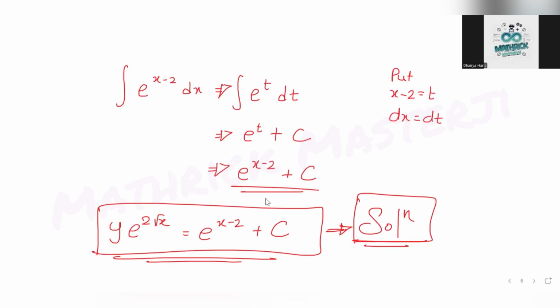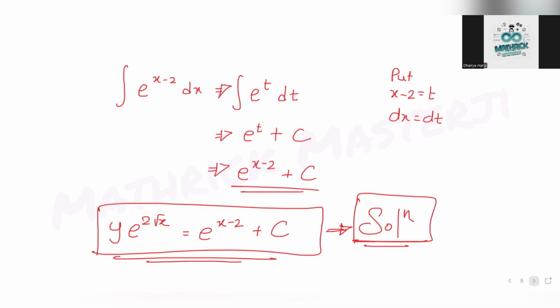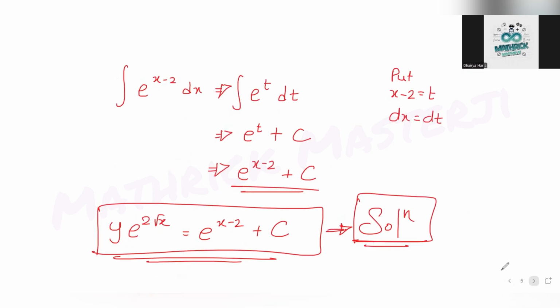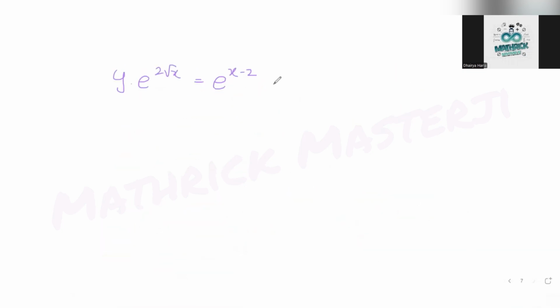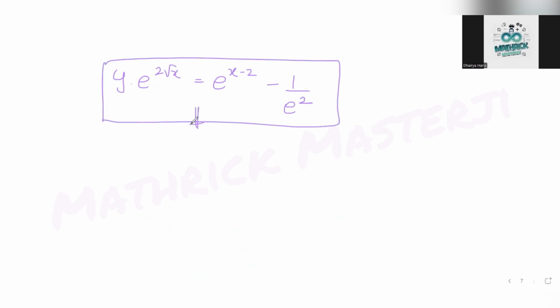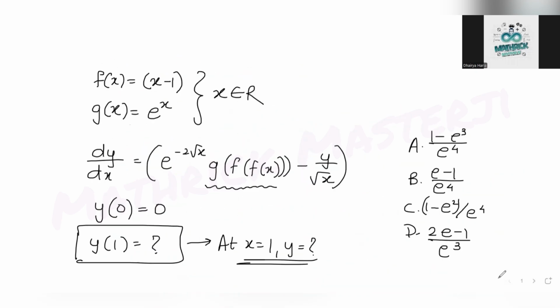So I can just write this first as the solution of the differential equation becomes y e raised to 2 root x equals e raised to x minus 2 plus c, which is minus 1 over e squared. I have this whole differential equation solution. Now I want to find the value of y at x equals 1. So if I do that, at x equals 1, I want to find the value of y.